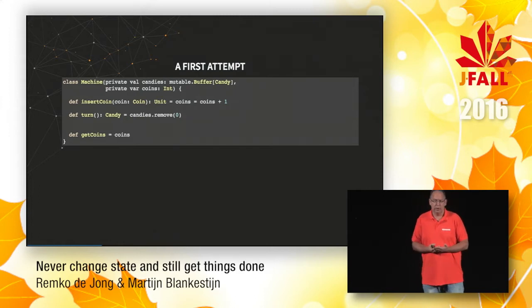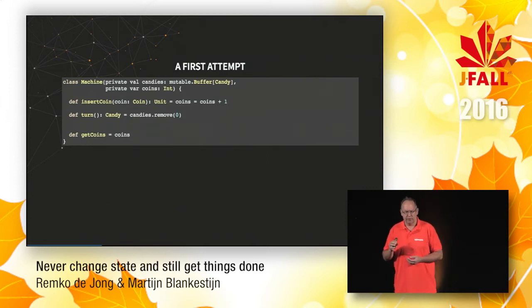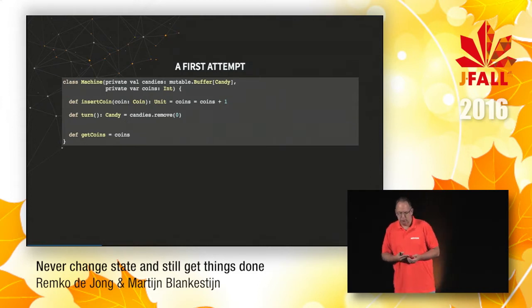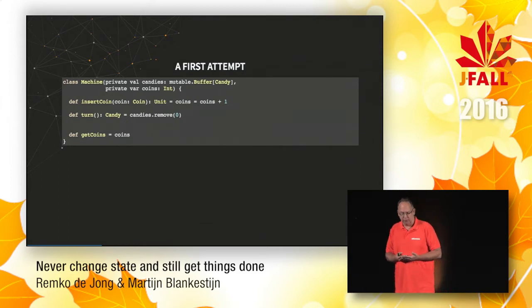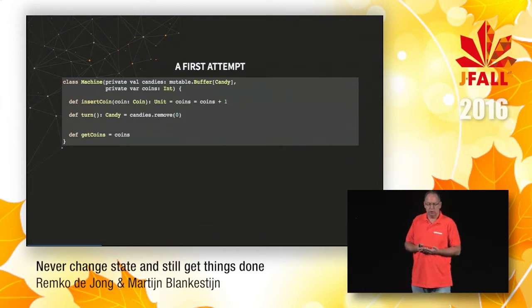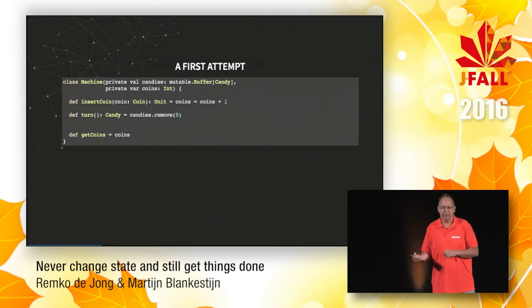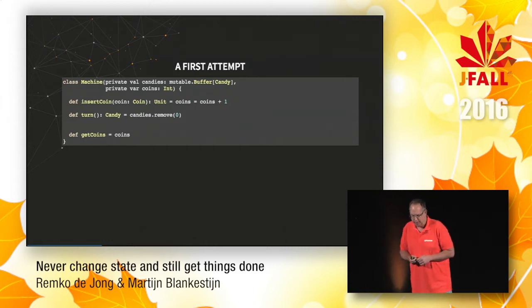And well, we have the two basic operations. You can insert a coin that takes a coin. Scala has a different way of declaring functions. You have the def keyword, the name, the parameters, and then colon, return type. Insert coin does basically what you expect from it. It adds a coin to the number of coins that are inside the machine. And turn does two things. It mutates in place the collection we have by removing the first element and instantly returning that to the caller.